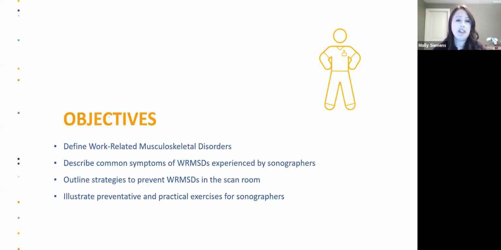The objectives for today's presentation are to define work-related musculoskeletal disorders, describe common symptoms of these disorders experienced by sonographers, outline strategies to prevent these types of disorders in the scan room, and illustrate some preventative and practical exercises for sonographers.